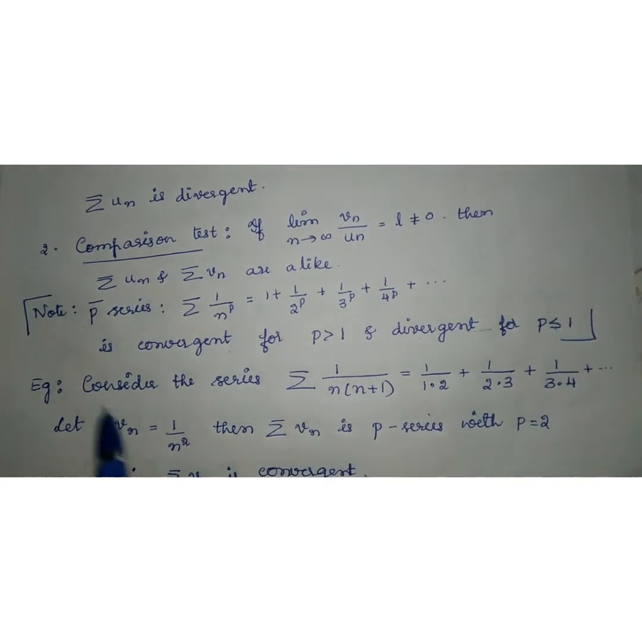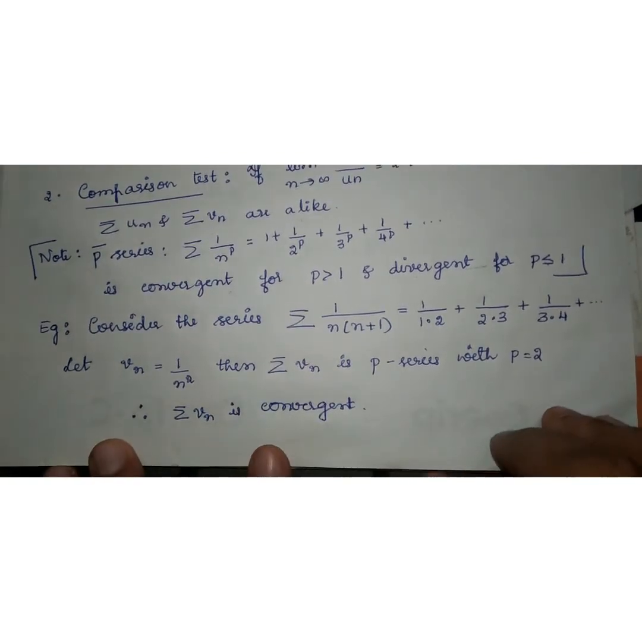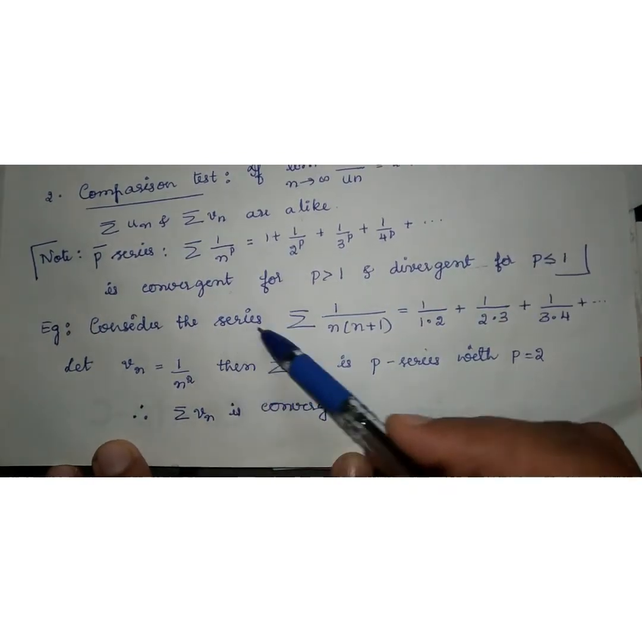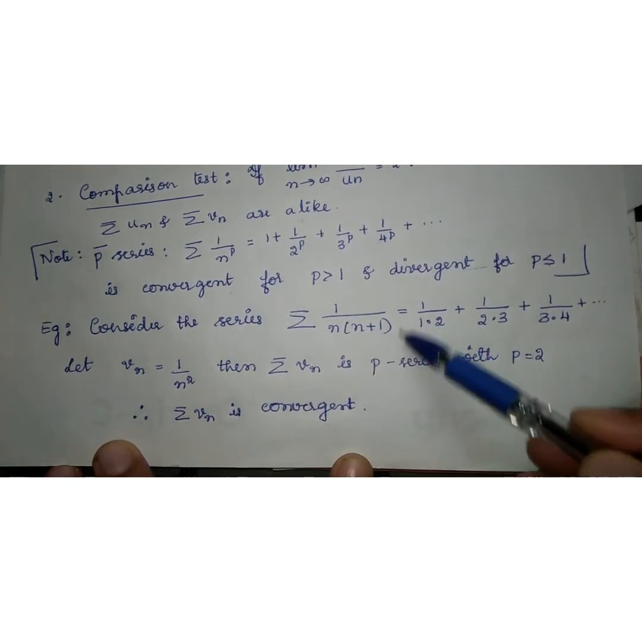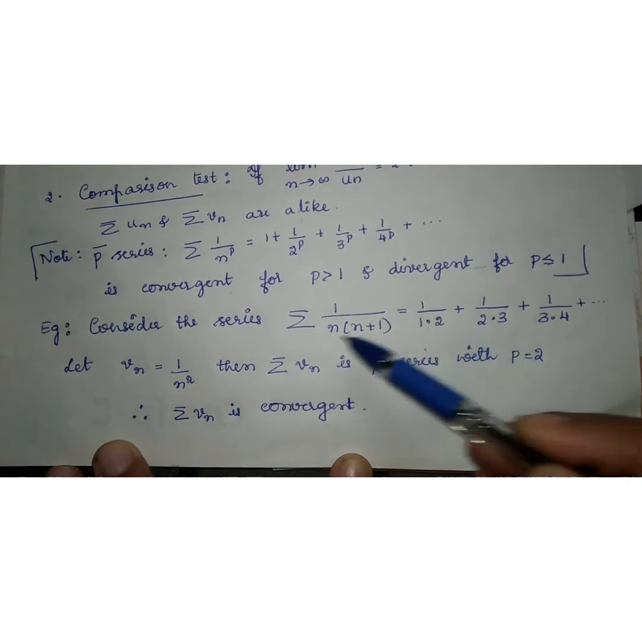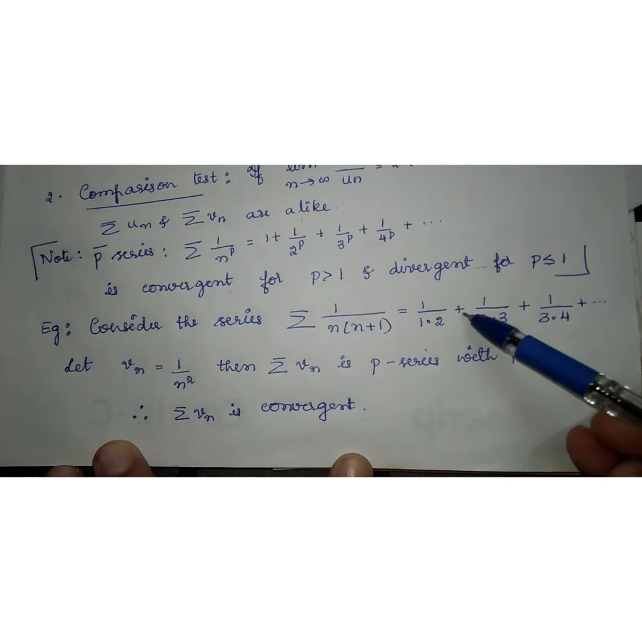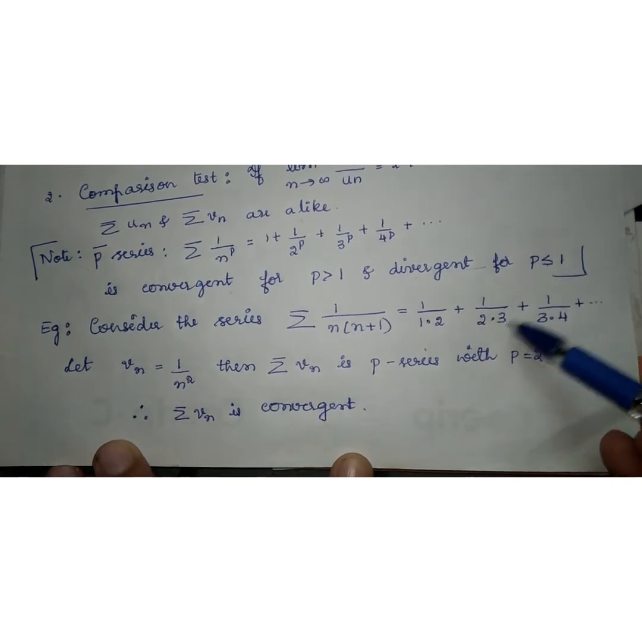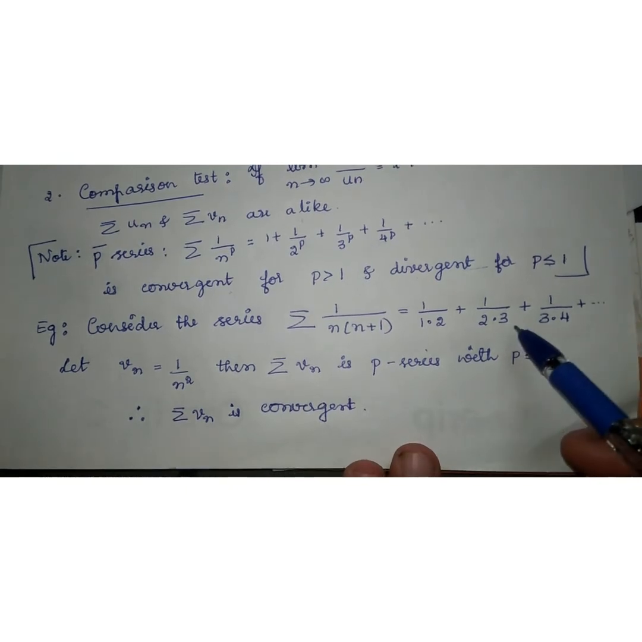I have taken an example here where I have used the P series to compare with the given series. That's why I just gave a description about the P series here. See, now the example is the series 1 by n into n plus 1. So the terms will be like, taking n equal to 1, that is 1 into 1 plus 1 is 2, plus 1 by 2 into 3, plus 1 by 3 into 4. So we have to find the nature of this particular series.